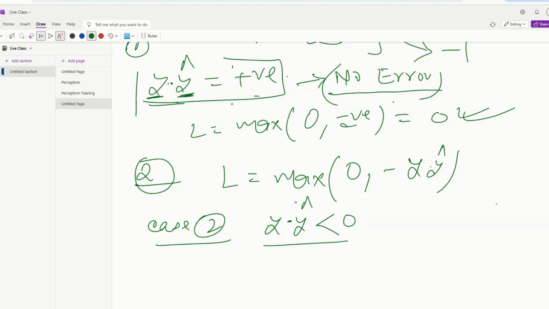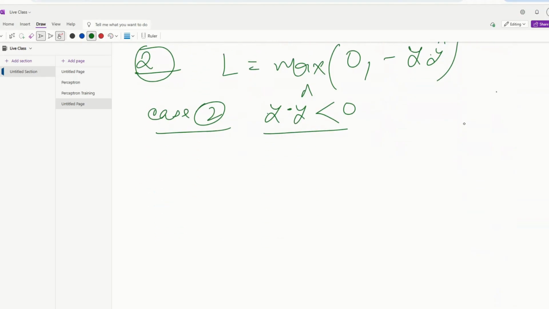So what can the cases be? Just think about it mathematically. I'm multiplying two numbers, and the result is negative. So there are two cases. Either y actual can be plus 1 and y predict can be minus 1, then it can be negative, or vice versa: y actual is minus 1 and my y predict is plus 1. Then it can be negative. So there are two cases.